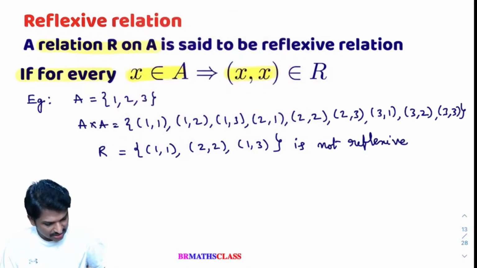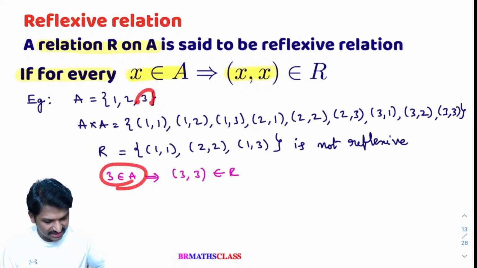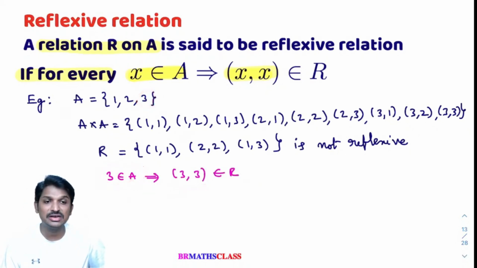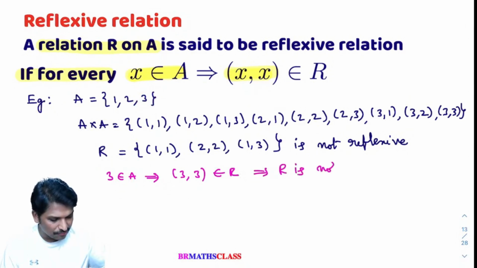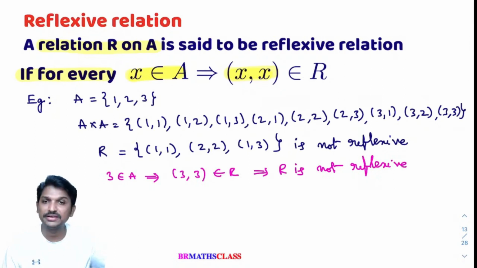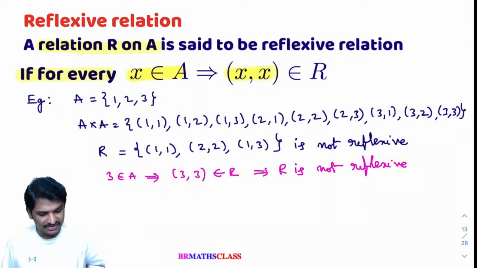For example, here 3 is there in set A, but (3, 3) does not belong to the relation. Because of this reason, we'll say that this relation R is not reflexive. I hope you got this point. I'll take one more example to explain. Understanding the definition is very, very important. As many examples as possible, that many I'll take. Have patience and listen carefully.